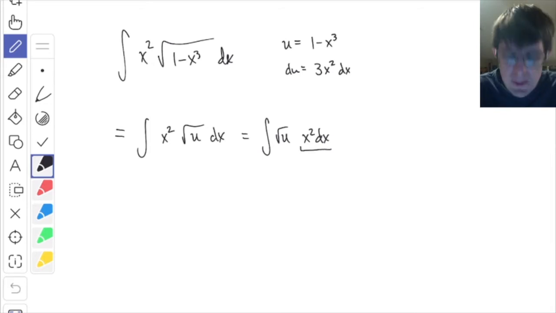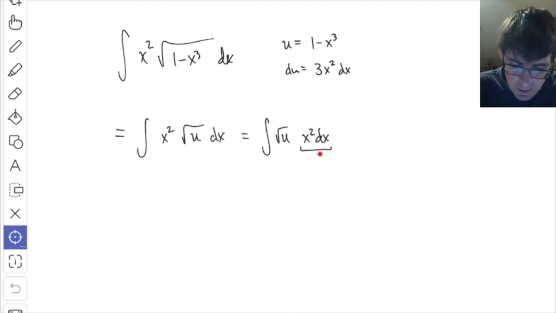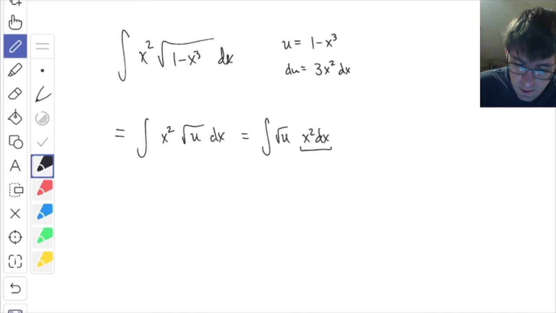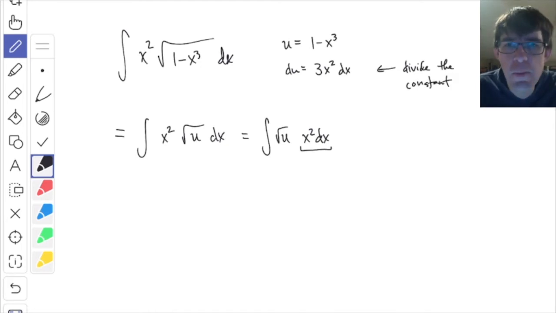X squared times dx. What am I going to do about x squared times dx? Now, in the previous example, when I got to this point, this thing actually equaled du. But in this case, it does not equal du. This is x squared dx. This is 3x squared dx. Almost the same, but the 3 messes it up. And so the extra little step you got to do here is the old divide the constant trick. This you have to do in most examples. Usually this thing does not match exactly.